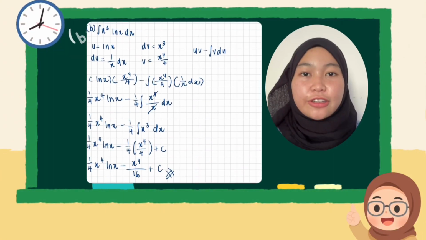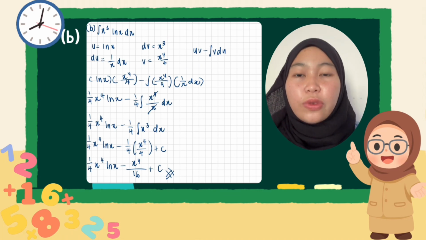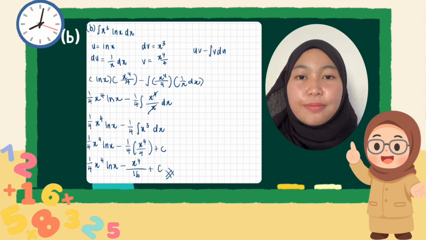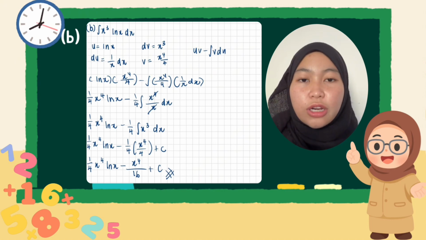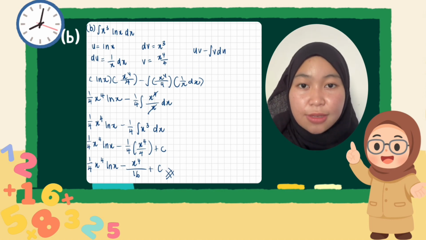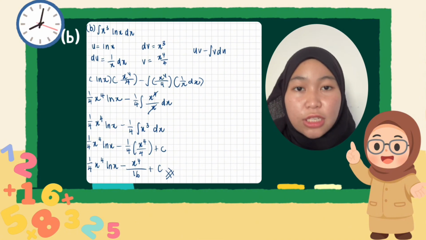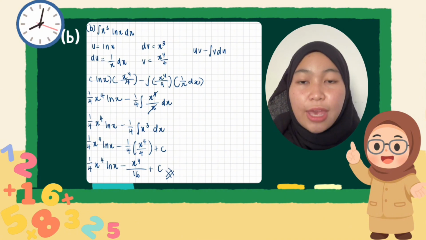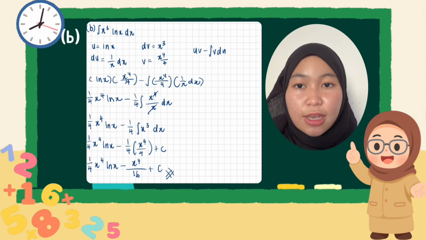To solve the integral of x cubed times the natural log of x, we use the method called integration by parts. This method is useful when the question involves two different functions multiplied together, especially logarithmic and algebraic functions. First, we choose the natural log of x as u and x cubed as dv because logarithmic functions are usually chosen as u.